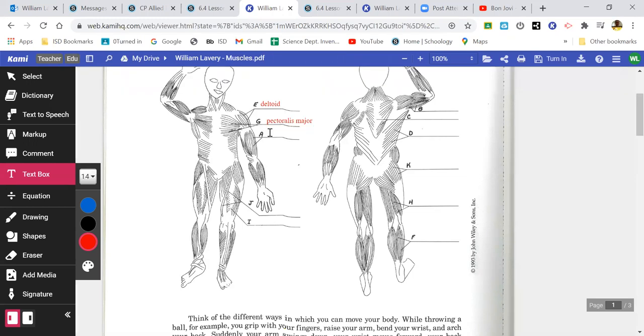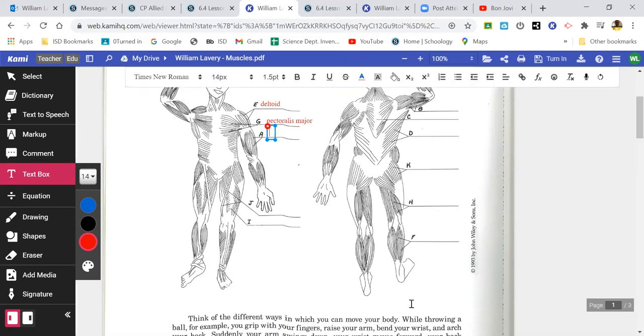And then a lot of people know A. A is the biceps brachii. And when the biceps brachii contracts, it flexes your arm. And J is the sartorius. Okay. And what that is used for is to sit in this Indian style as part of your groin.